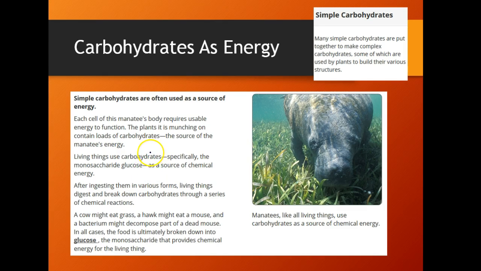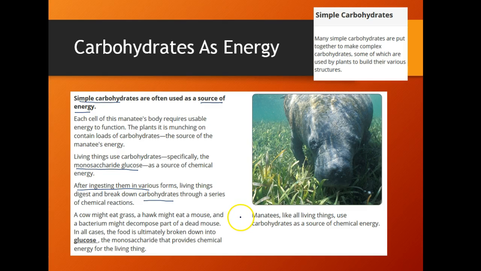So the main thing that you need to know about carbohydrates or simple carbohydrates is that they're used as a source of energy. Okay, so living things use carbohydrates, specifically the monosaccharide glucose, remember mono means one, as a source of chemical energy. So basically, because glucose is found in many plants and animals, after ingesting them in various forms, so it could be eating grass or it could be eating different types of foods, living things digest and break down the carbohydrates through a series of chemical reactions.